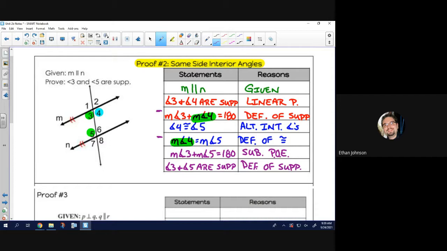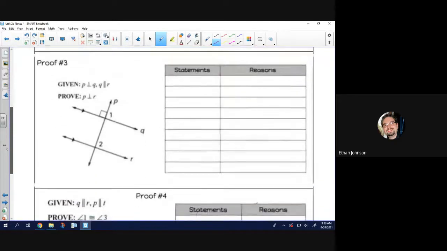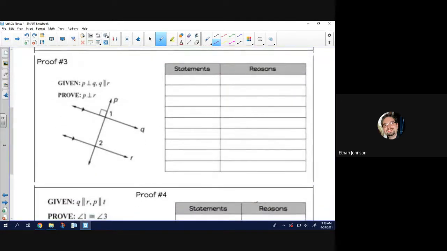Let's look at proof 3. Proof 3 does not say anything about proving one of those theorems. So we're going to start off normally. We would possibly have access to everything. So let's write down our first given. First given, P perpendicular to Q.